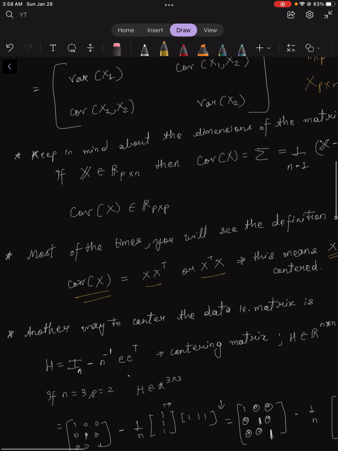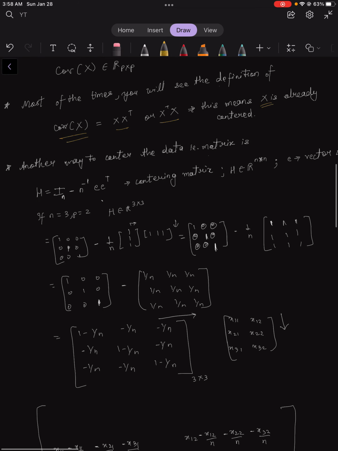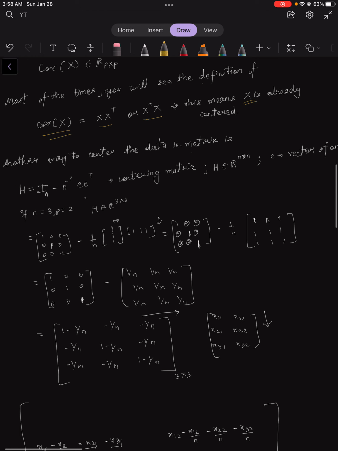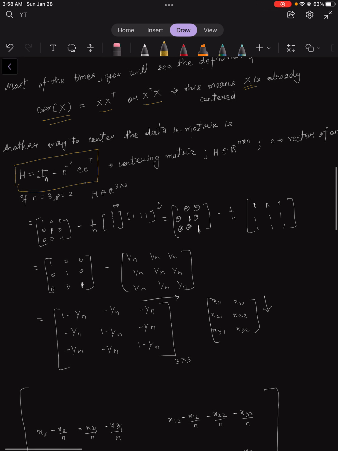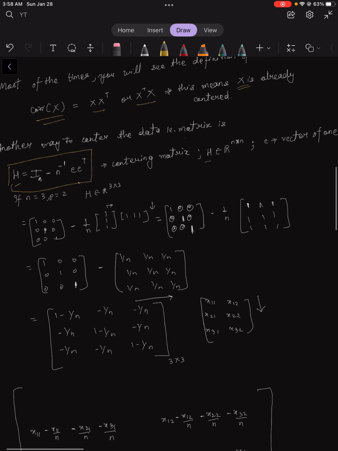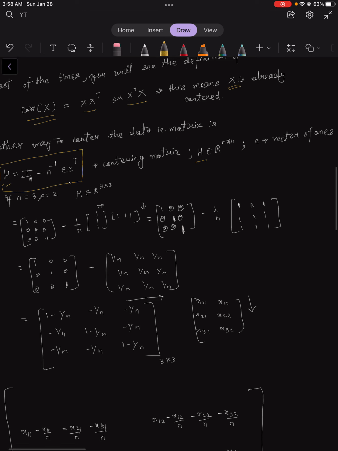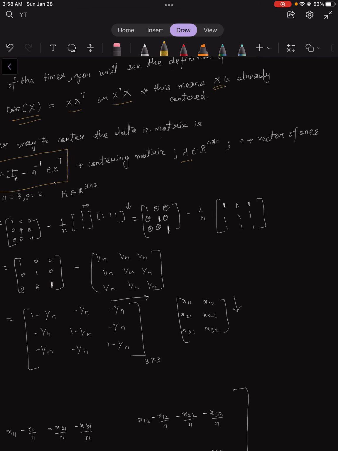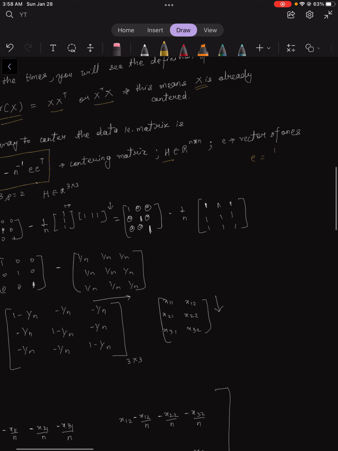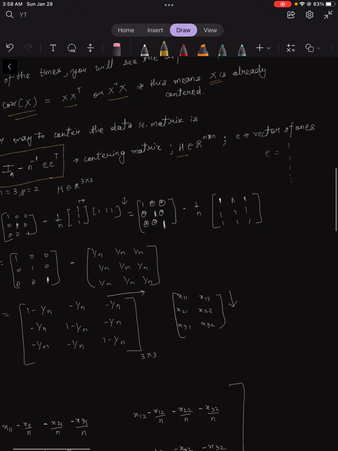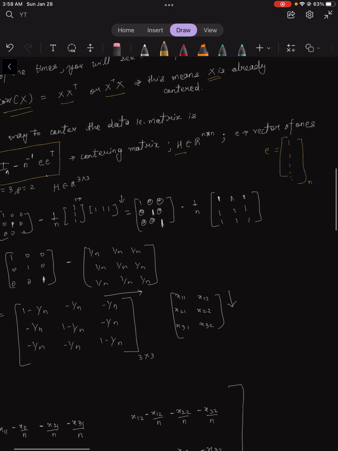There is one more way that you can use to center the matrix, and this is the way. Calculate H equal to I n minus n inverse E multiplied by E transpose. So you have to either pre-multiply or post-multiply the X matrix with this H. Here H is of dimension n cross n, and E is a vector of ones, that is E is equal to 1 1 1, and the dimension of this E will be n cross 1.